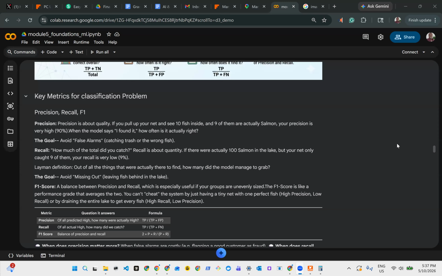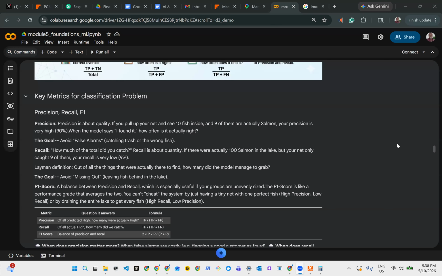Now let's go to recall. Recall talks about how much of the total you caught. Remember, we're talking about fish, and we are specific about salmon. When precision is about quality, recall is about quantity: how much of the total did you catch? If there were actually 100 salmon in that lake that day, but your net only caught nine of them, then we say your recall is very low.